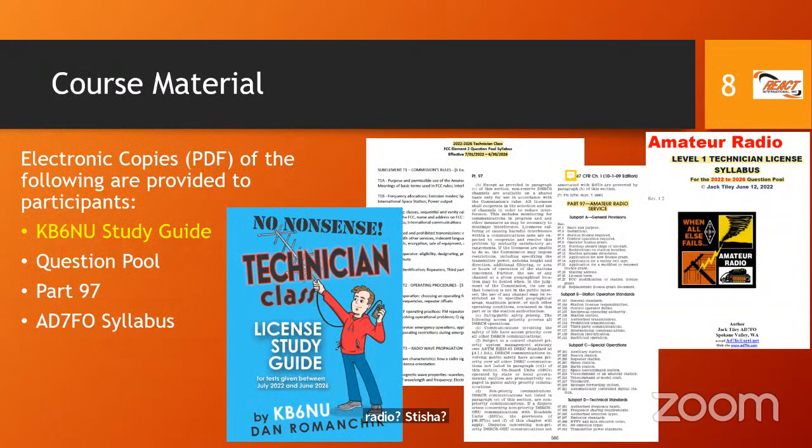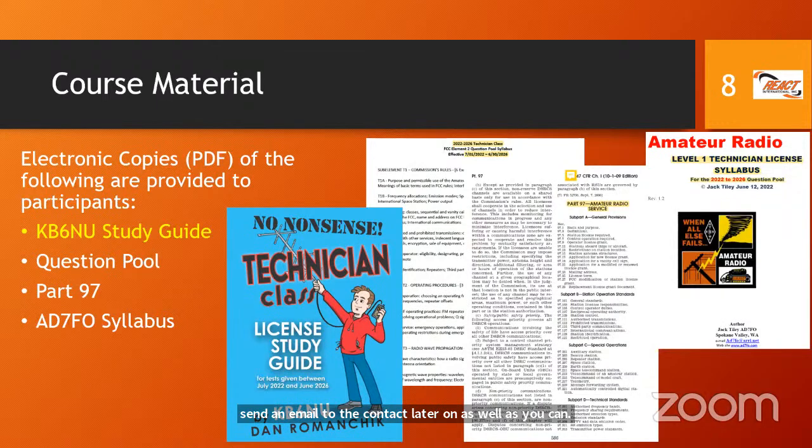Okay, so just a reminder of the material: all of the participants online should have received by now an electronic copy or PDF copy of these 4 documents on your screen. The one that we are using directly in the course will be the No Nonsense Technician Class License Study Guide by KB6NU. That's the gentleman's call sign, and that's the book that we'll be using. So everyone by now should have received this via email. Of course, anyone still yet not receiving it or not seeing it in their email, please send an email to the contact later on, as well as you can send a WhatsApp as well.